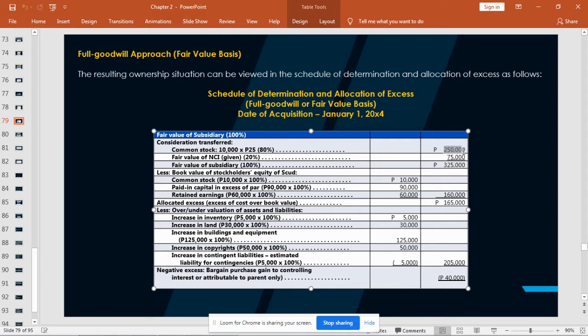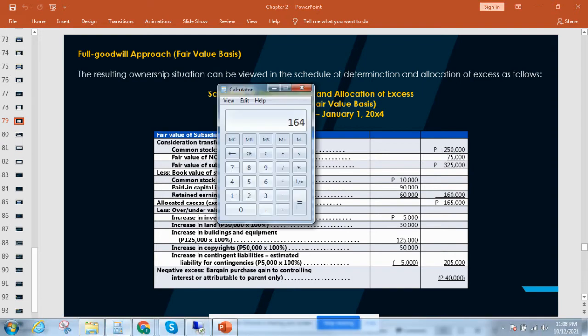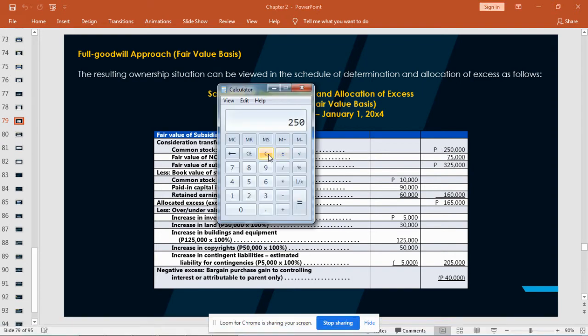ito, di ba? Yung ating consideration transferred. Right? Then, allocated sa ating NCI would be 75,000 computed as, excuse me po, ayan, computed as yung 250,000 divided by 80% times 0.20. Tama ba? I-check ko yan. So, 250 divided by 0.80 times 0.20. Mali. How come?